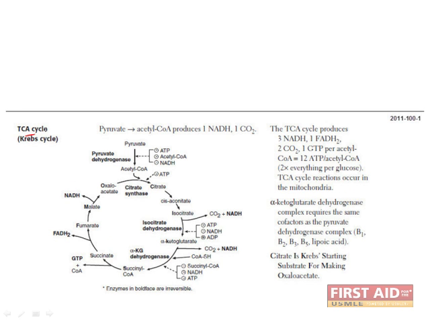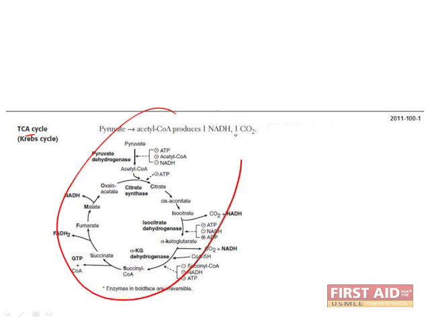The TCA cycle, or the Krebs cycle, takes place in the mitochondria and functions to produce high-energy electron carriers, such as NADH and FADH2, for further ATP generation in the electron transport chain. This completes the metabolism of glucose. This diagram shows the major steps in the TCA cycle.